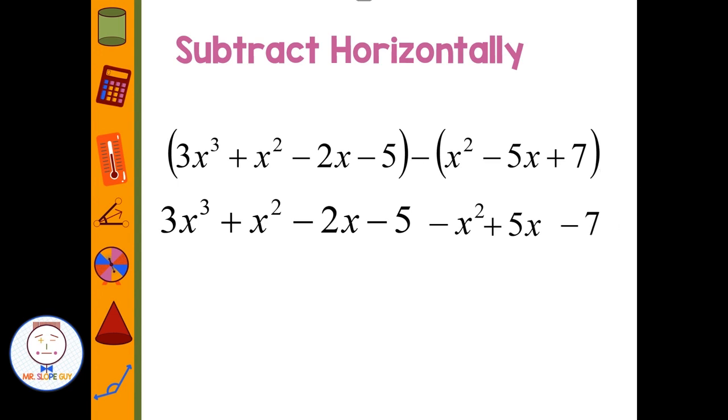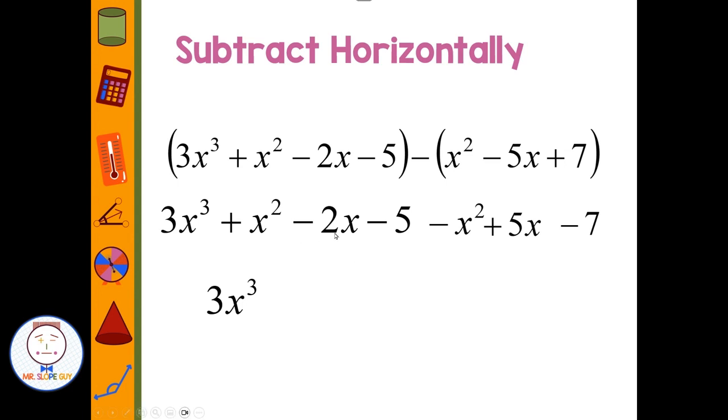So after I've distributed this negative sign, or distributed a negative 1, now it's just a matter of combining like terms. So once again, I want to start with my highest exponent and work my way down. So 3x to the third does not have any other x to the third terms. So bring that down to my answer. Then let's look at x squared terms. I have a plus x squared and a minus x squared. Those are going to cancel out. They're going to zero out, so x squared terms are gone.